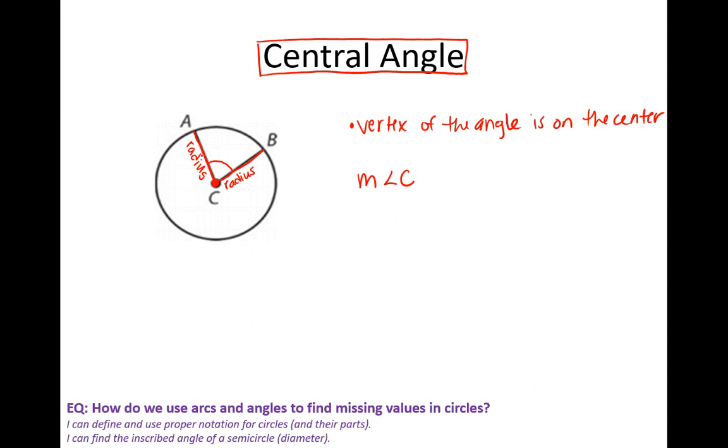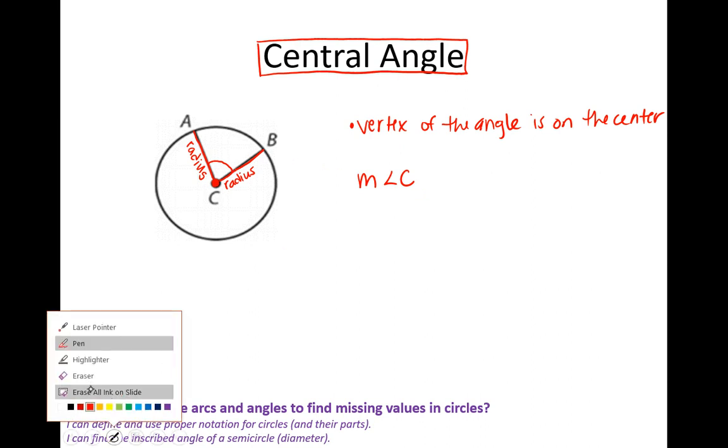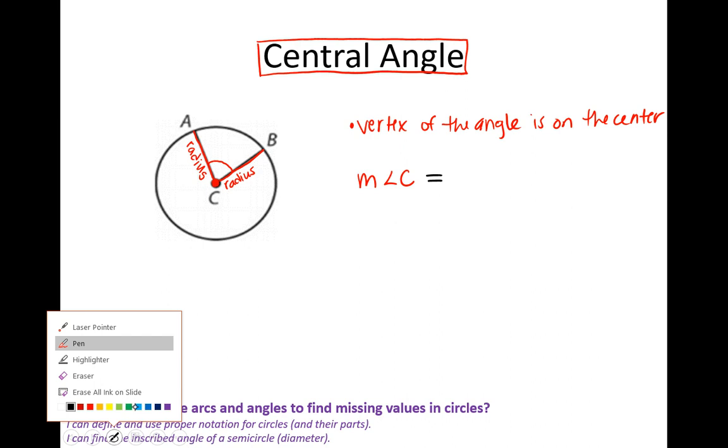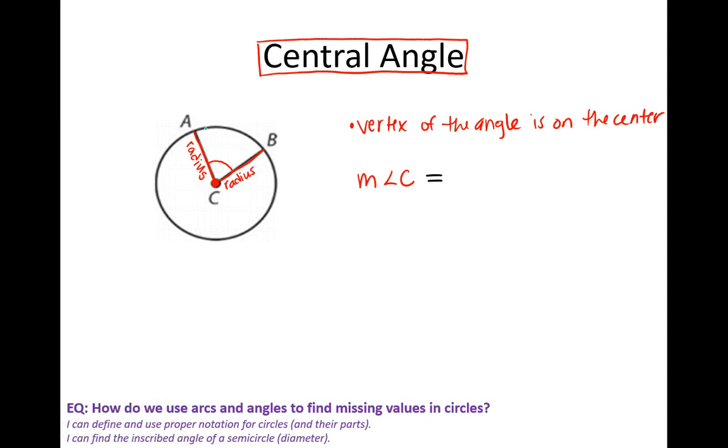And there's a special property for central angles. The measure of the angle, so measure of angle C, is going to equal, and let's grab blue, I'm going to identify the arc. Here I have arc AB. That is the arc formed by the two radii. So the measure of angle C is actually going to equal the measure of arc AB. So the angle and the arc are going to be matchy-matchy. And that's going to be really important for us as we continue forward.